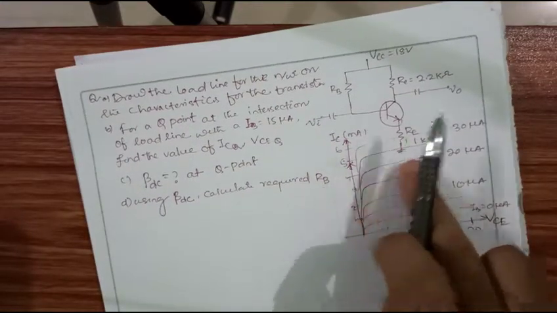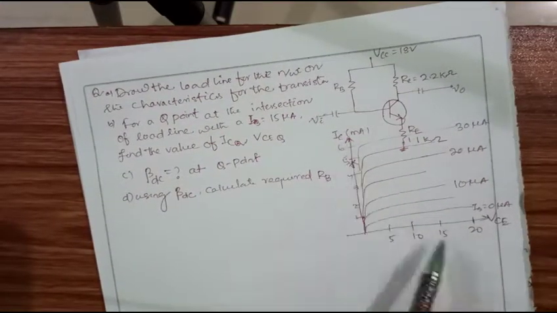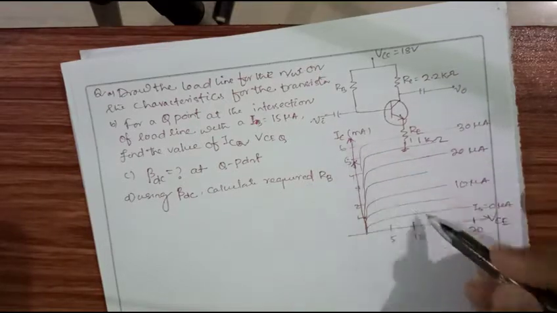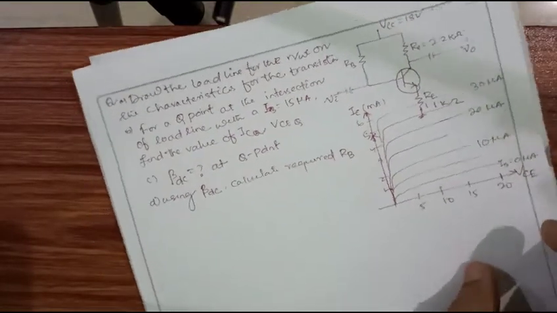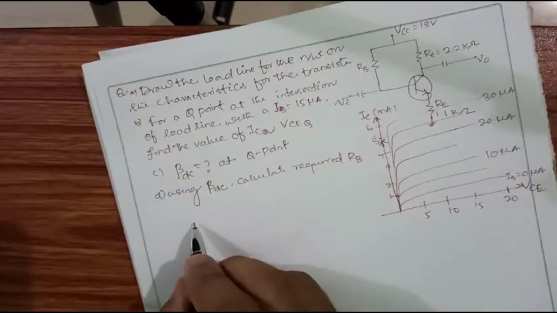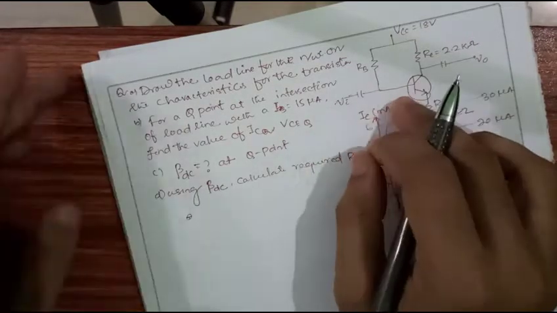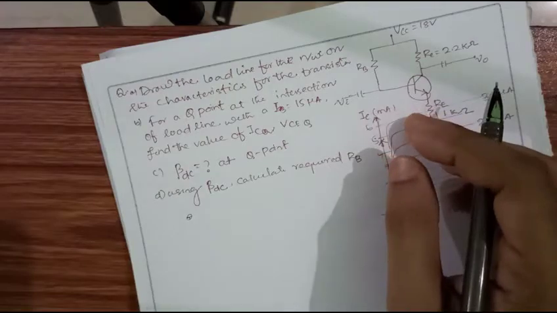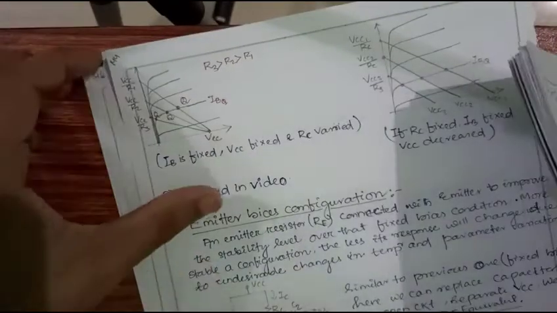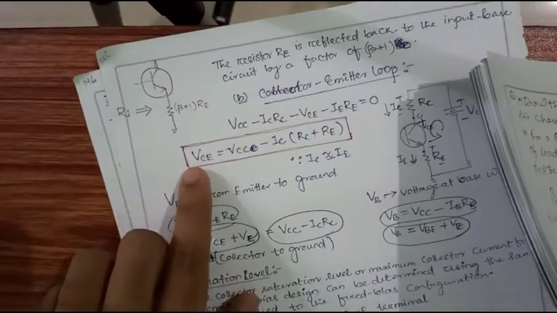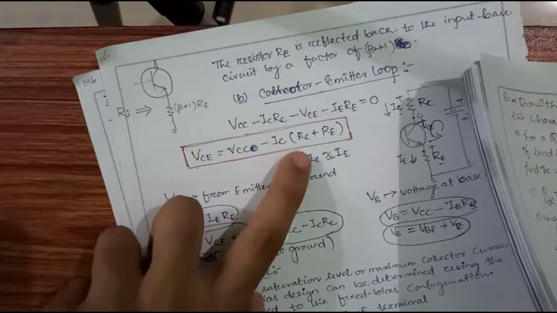transistor. So this is the characteristic graph given, IC versus VCE. We have to draw a load line. Now tell me, for drawing a load line, what are the things that I should know? We should know the equation, and for the emitter bias configuration, the load line equation for the output characteristic is VCE equal to VCC minus IC times RC plus RE.